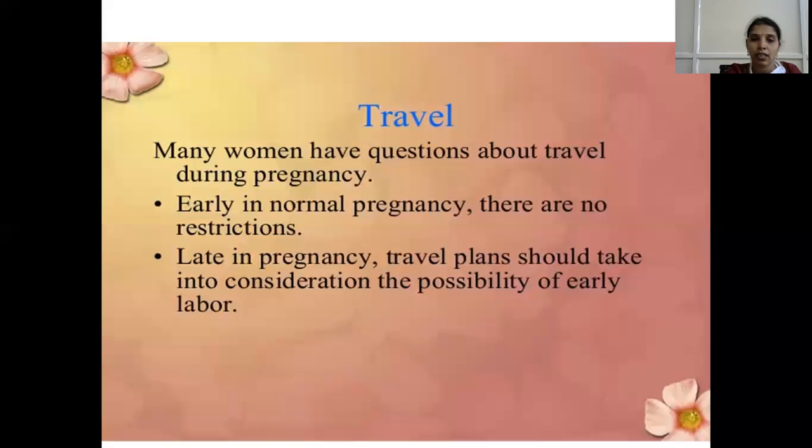Early in normal pregnancy, there are no restrictions. Unless she has nausea and vomiting, she cannot travel, as it makes her more sick. If she doesn't have any problems in early pregnancy, there is no restriction for travel. But late in pregnancy, travel plans should take into consideration the possibility of early labor. So it is better to avoid traveling after 32 weeks. Air travel is allowed until 32 weeks if it is less than 3 hours. If it is more than 3 hours, air travel is not allowed after 28 weeks of pregnancy.